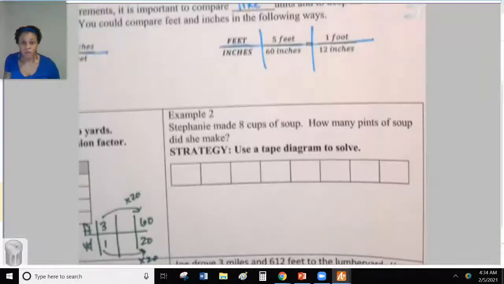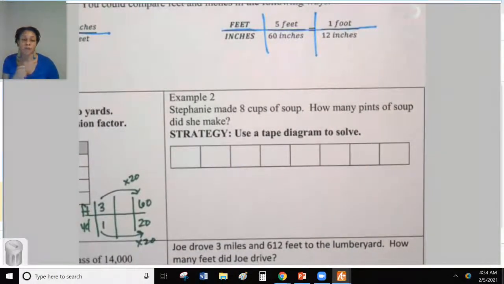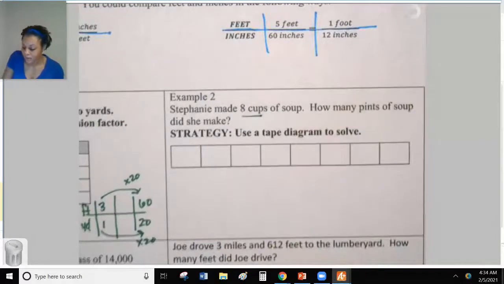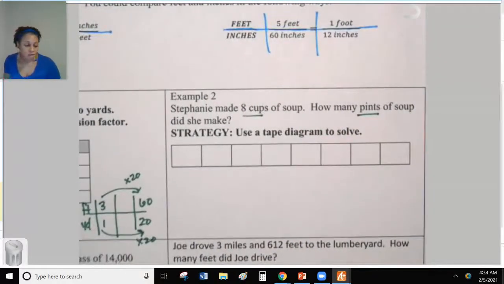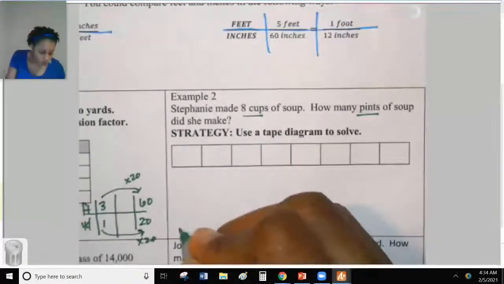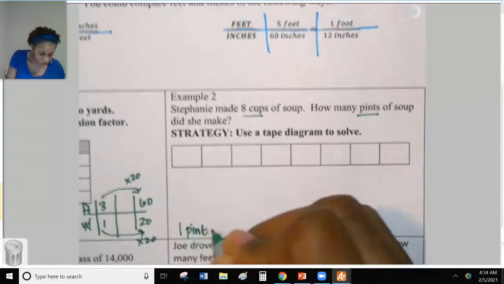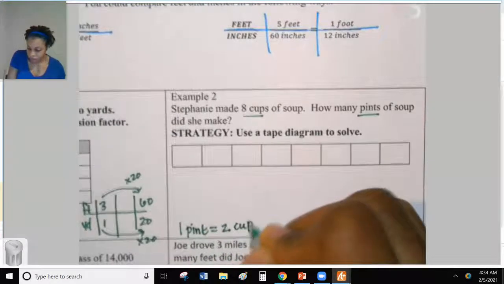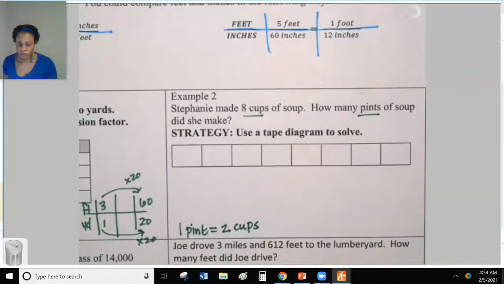Another strategy we can use is to use a tape diagram or strip diagram to model. So here it says, Stephanie made 8 cups of soup. How many pints of soup did she make? So I need to go to my chart and find pints and cups. And if you look on your star chart, you will see that 1 pint equals 2 cups. Okay? So how am I going to use this tape diagram to model?